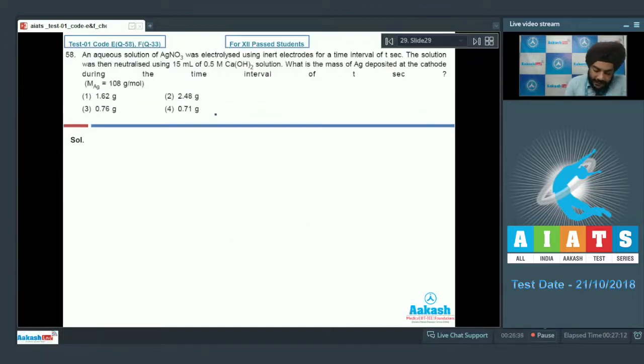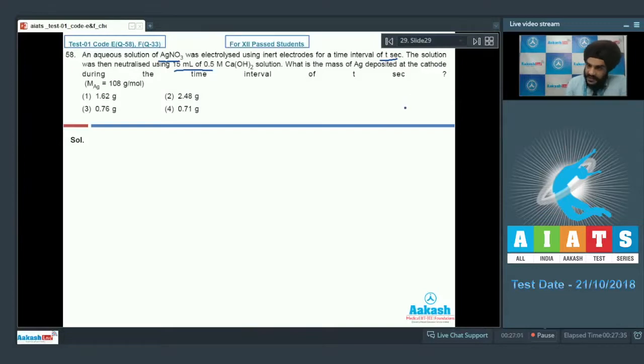Let us look at question number 58 now. An aqueous solution of AgNO3 was electrolyzed using inert electrodes for a time interval of t seconds. The solution was then neutralized using 15 ml of 0.5 molar calcium hydroxide solution. What is the mass of Ag deposited at the cathode during the time interval of t seconds?